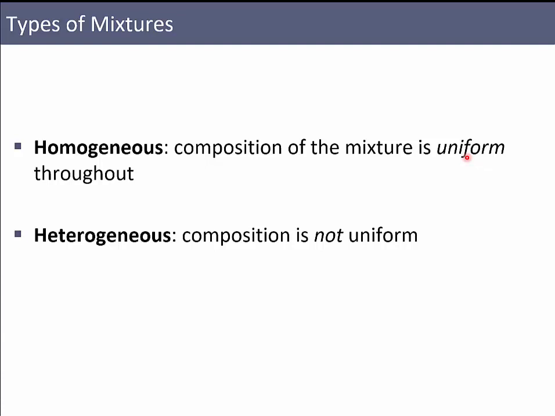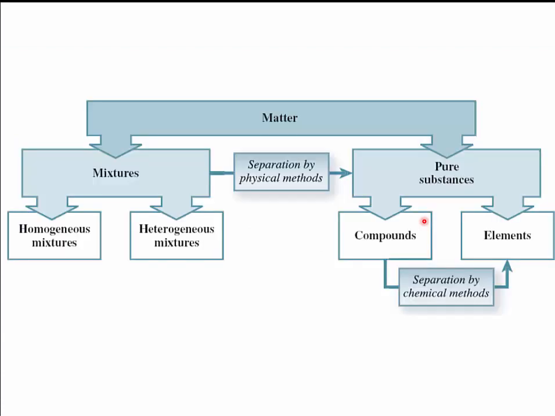Heterogeneous means that the composition is not uniform. Think of something like a chocolate chip cookie, right? You're not evenly distributing that chocolate throughout the cookie. So here is a little flow chart that you can use to describe your matter.